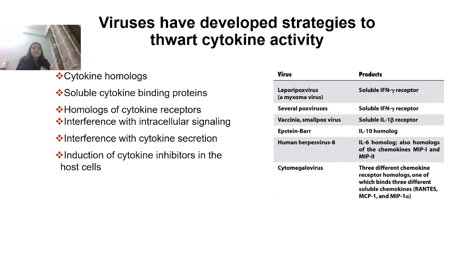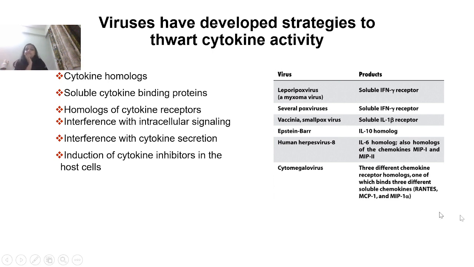They can also produce cytokine receptors. Then they can interfere with the signaling process. They can interfere with the cytokine secretion. They can also induce the cytokine inhibitors in the host cells. Like this, they have developed many kinds of strategies to stop the cytokine activity.